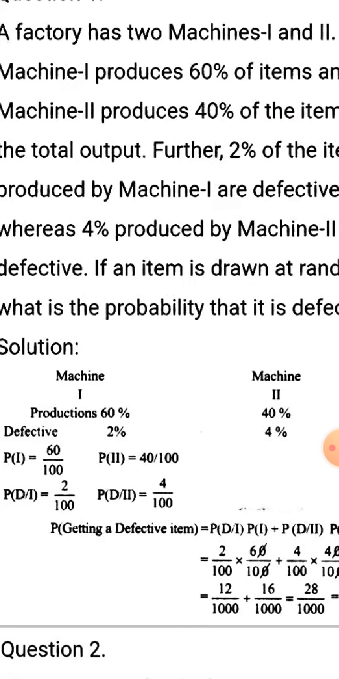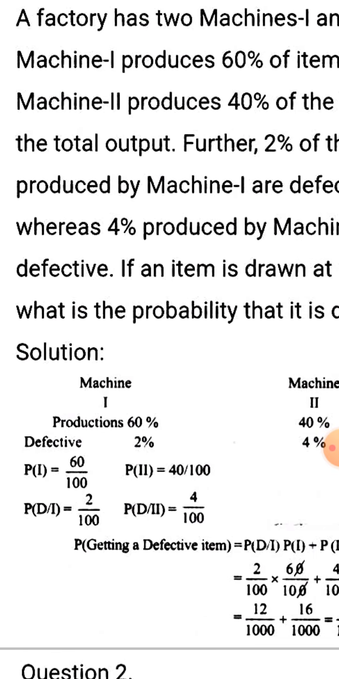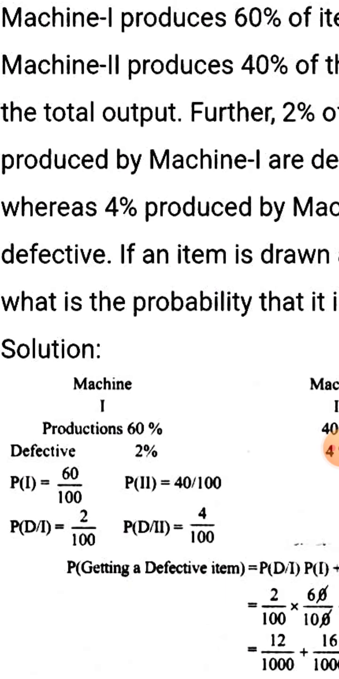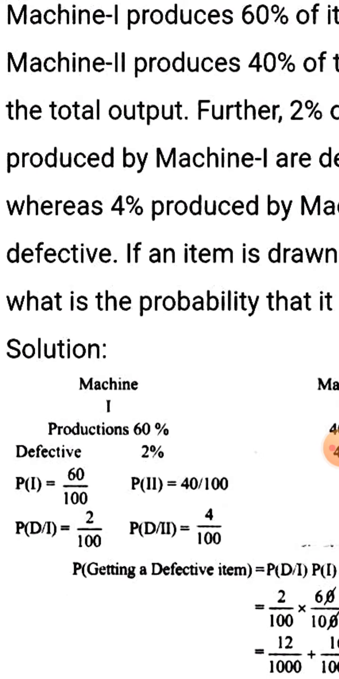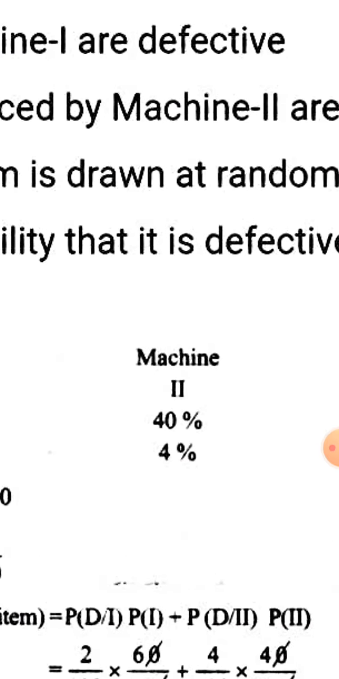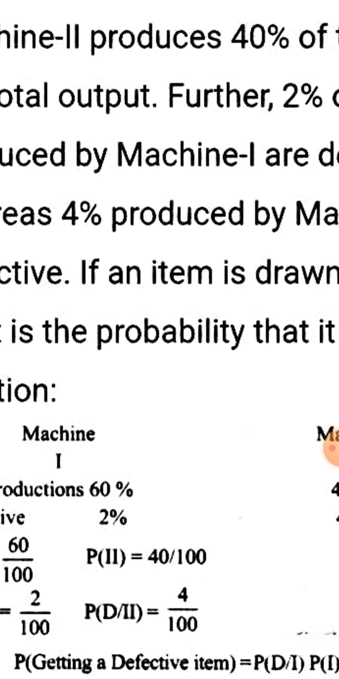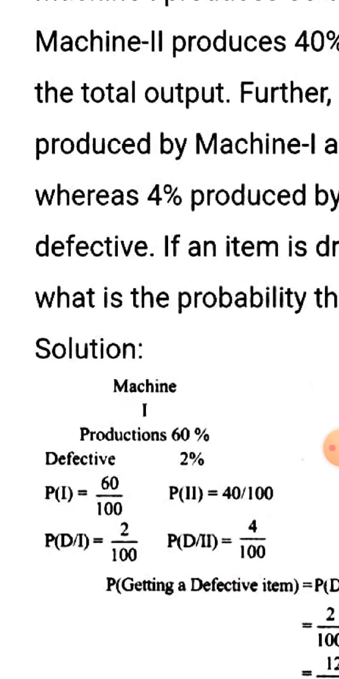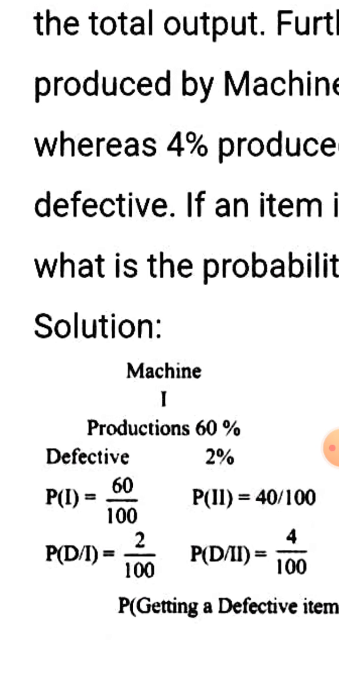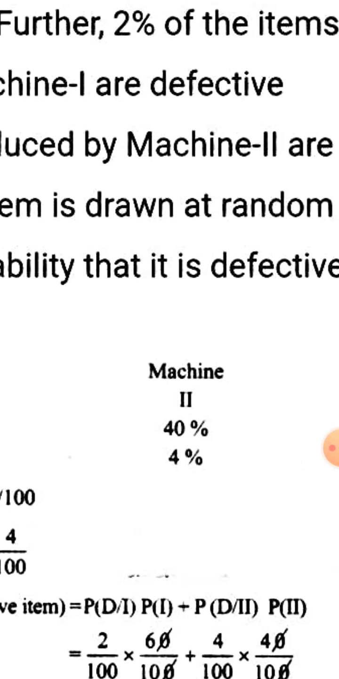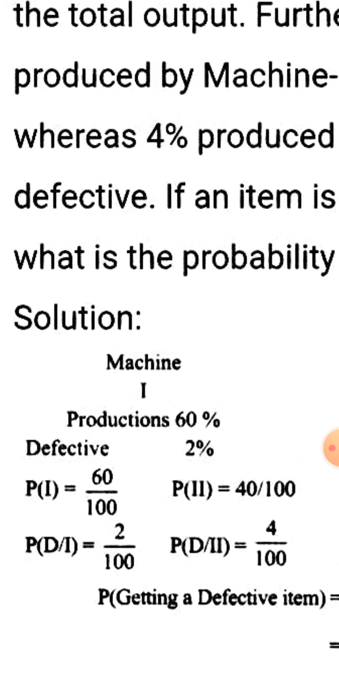First write down machine one and machine two. Production of machine one is 60, defective 2%. Similarly, machine two production 40, defective 4%. How can I write 60%? 60 divided by 100. That is P of first machine. Probability of first machine equals 60 divided by 100. Probability of second machine is similarly 40 divided by 100.